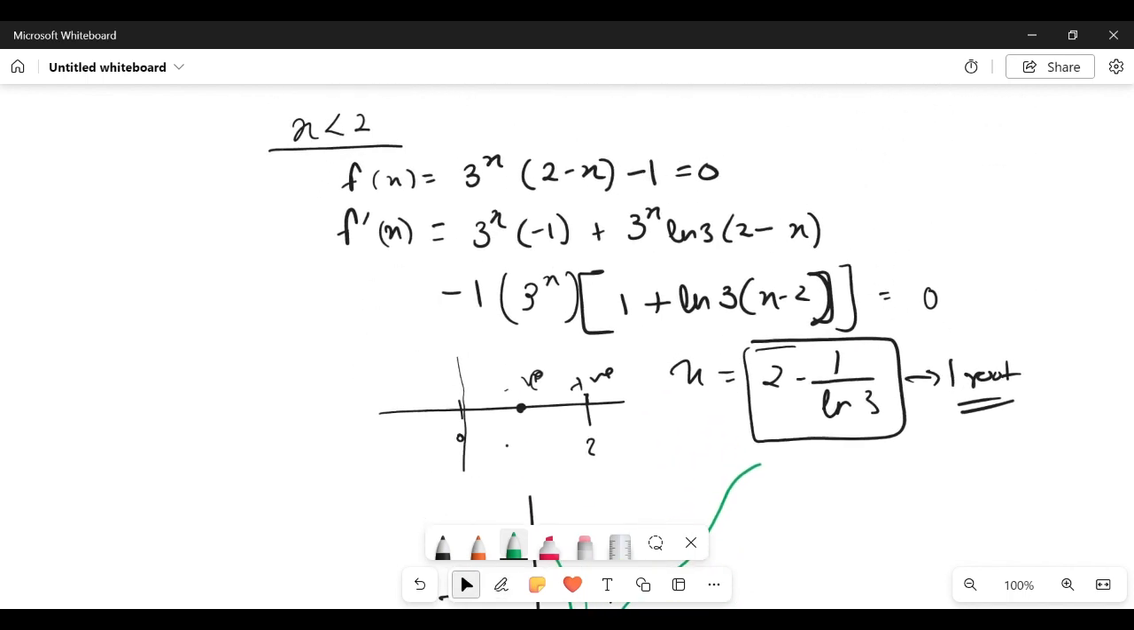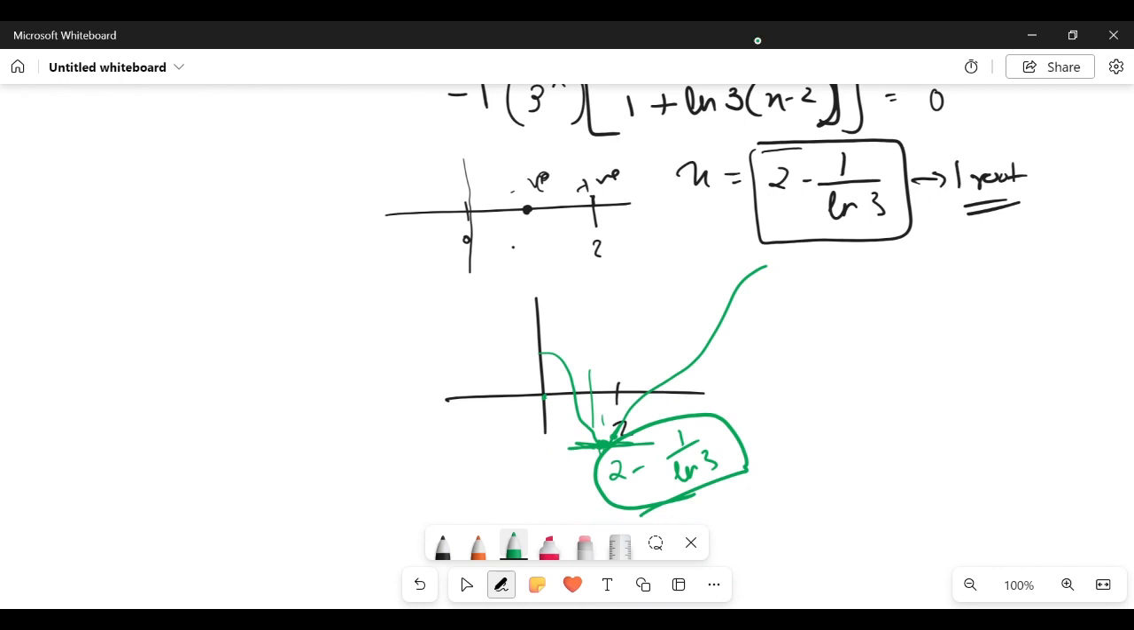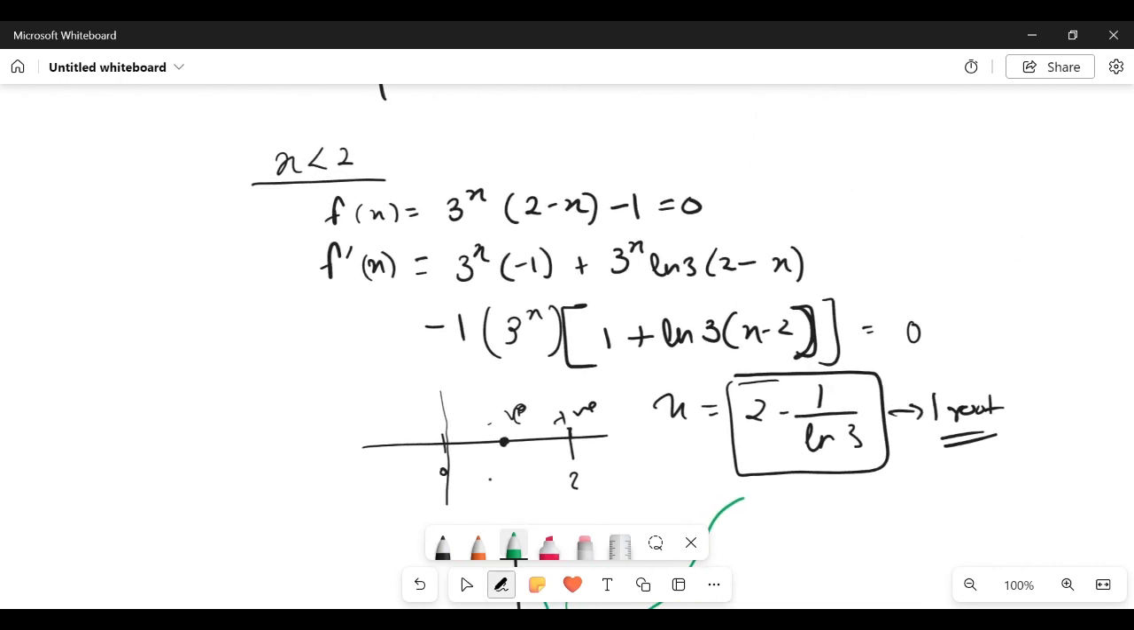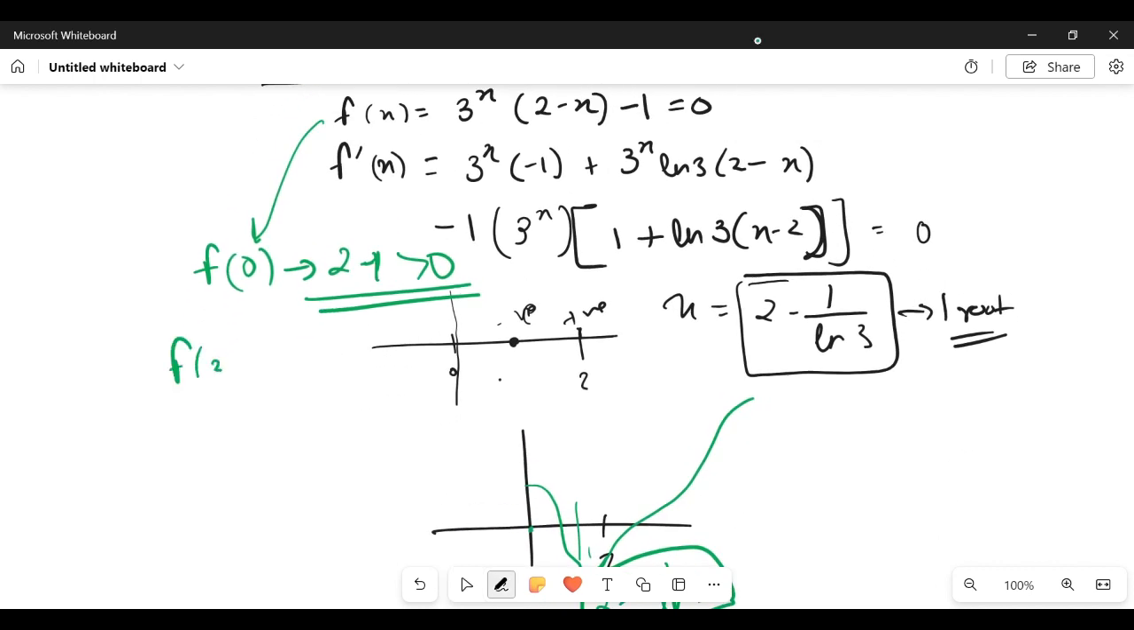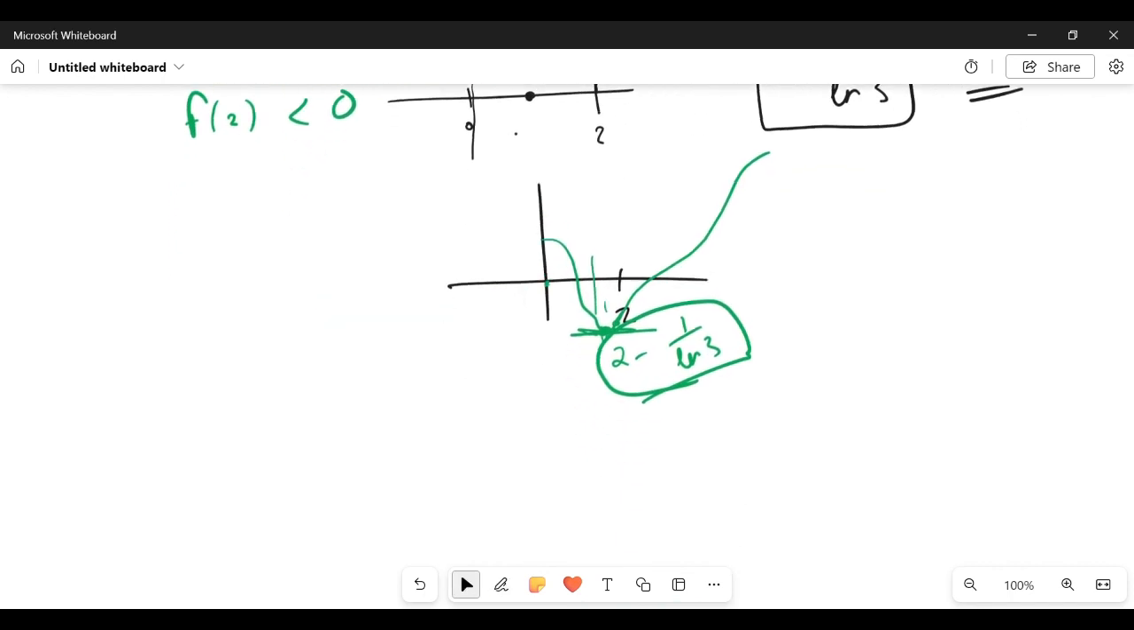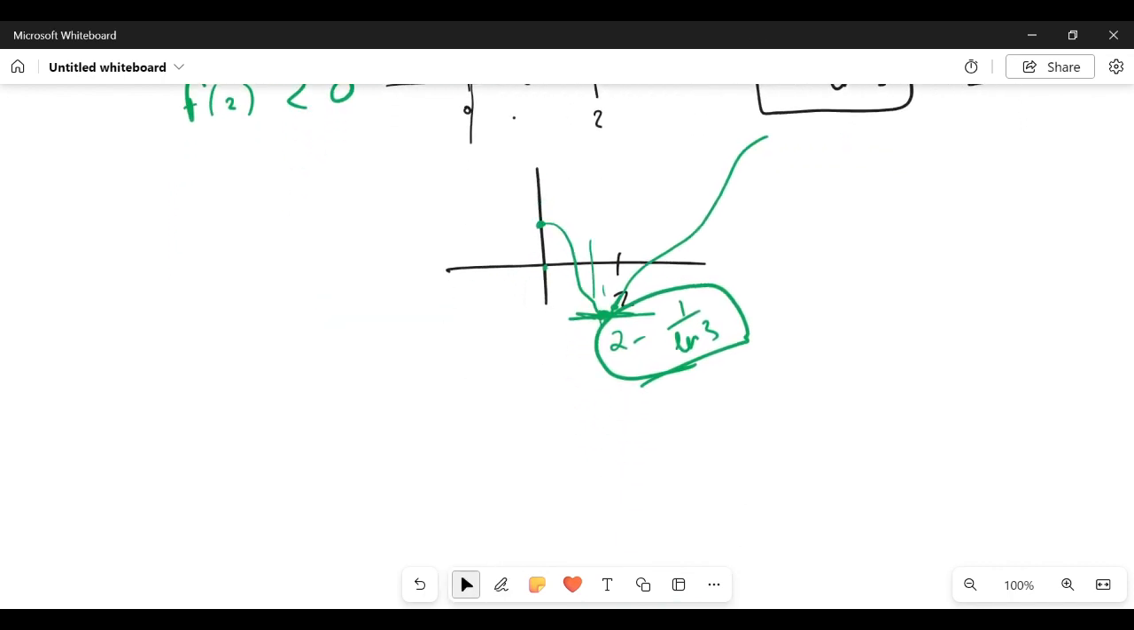So we got one root for the slope. That means it would cross. Now how do I know that f(0) is on the positive side? Let's see what f(0) is. That is 3 to the power 0 times 2 minus 1, that is greater than 0, right? And as we know that f(2) was less than 0 from the previous analysis, of course this would be on the positive side. So this graph is crossing the x-axis twice, right? It is crossing the x-axis twice.